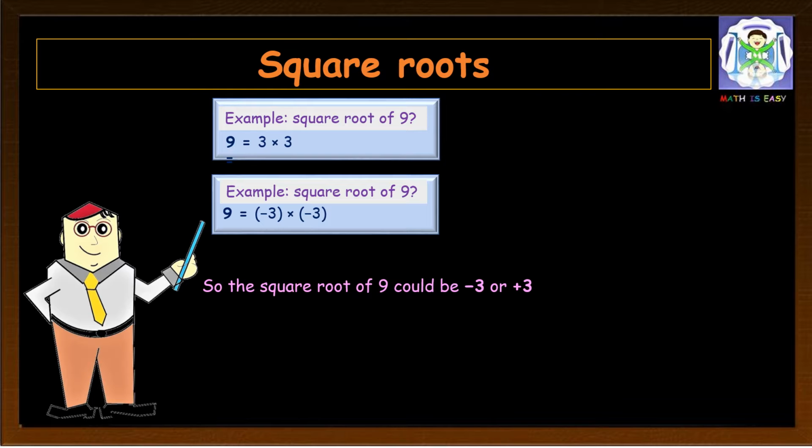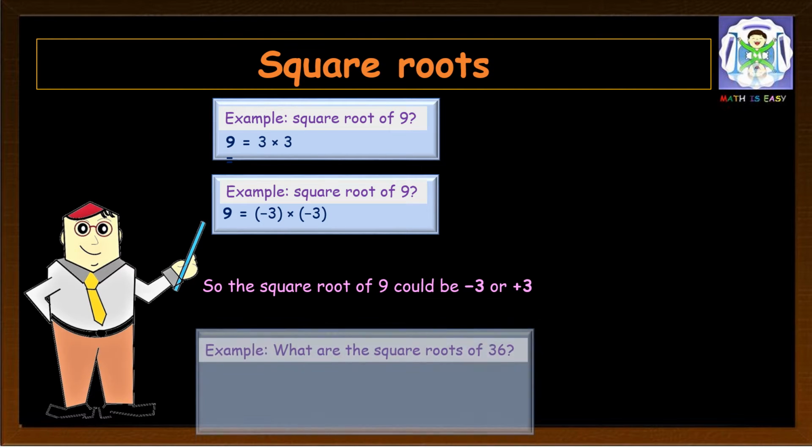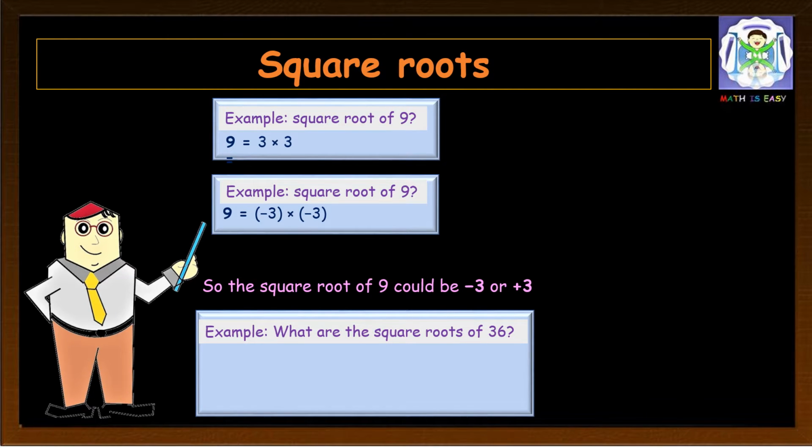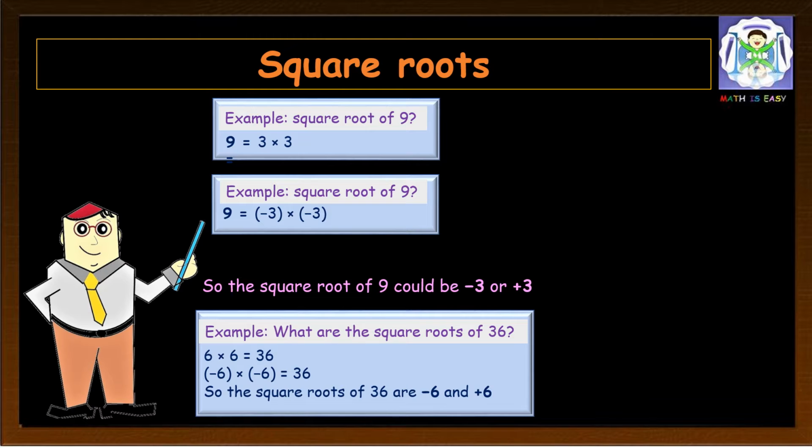Let's take another example. What are the square roots of 36? Again, we'll do the same calculation. We'll consider the positive number first: 6 cross 6 is equal to 36, and then we'll take the negative number: minus 6 cross minus 6 is also equal to 36. So the square roots of 36 are minus 6 and 6. It depends what value you have to take as per the equation.